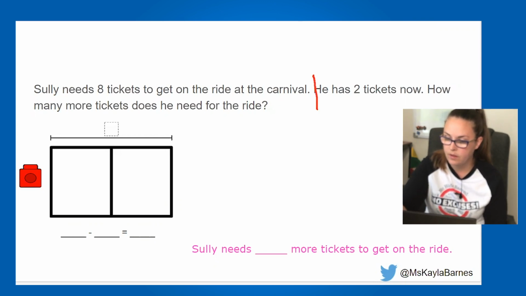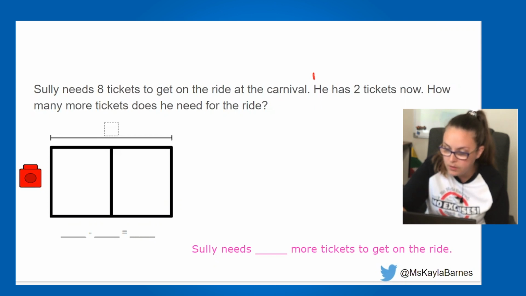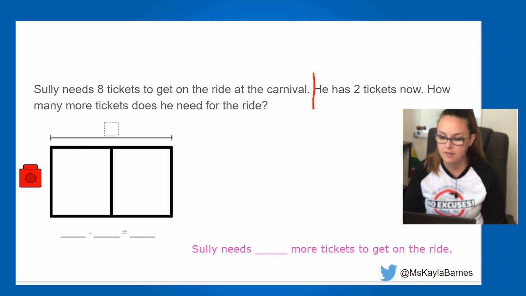Whoops. Drew on top of my word. Let's try again. I still kind of did, but we all know that's an H.